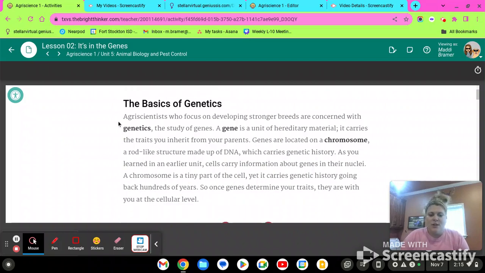So, genetics, make sure you know that is the study of genes. Okay, and a gene is a unit of hereditary material. So you are made up of a bunch of genes, and a gene is what makes you what you are. It carries a trait you inherit from your parents. So a gene is why you have brown or blonde or black hair. Genes are located on a chromosome. A chromosome is a rod-like structure that's made of DNA, and that carries genetic history. So this is all what makes you who you are, okay? Genes, chromosomes, and genetics are the same with animals, right? We are animals. We are an animal. We are a vertebrate.